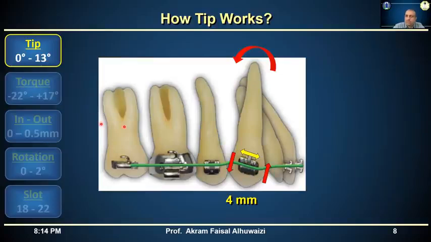It works when the wire is bent against the bracket, it's going to apply force. And this force depends on the wire itself. How much force can the wire generate? And this force is multiplied by the length of the arm so that we get the moment. The length of the arm here is the width of the bracket. So the width of the bracket multiplied by the amount of force gives us the amount of moment that's going to tip the tooth mesially or distally. So that's how it works.